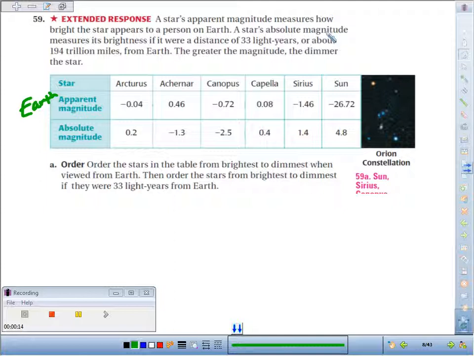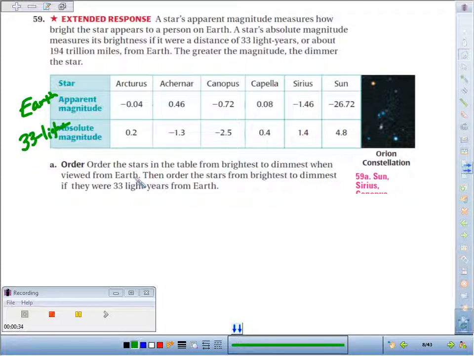A star's absolute magnitude measures its brightness if it were a distance of 33 light years, or about 194 trillion miles from Earth. So that kind of puts things more in perspective. Like if we were looking at the same distance from every star, how bright would it be? So absolute magnitude is the 33 light year distance.